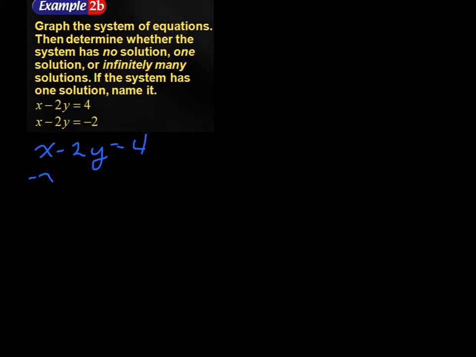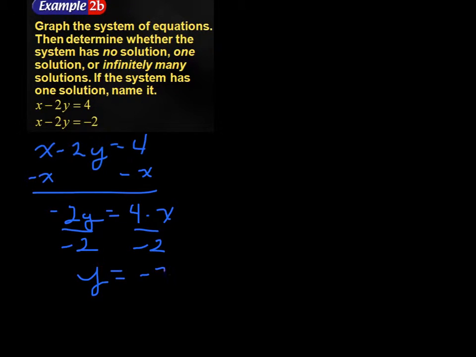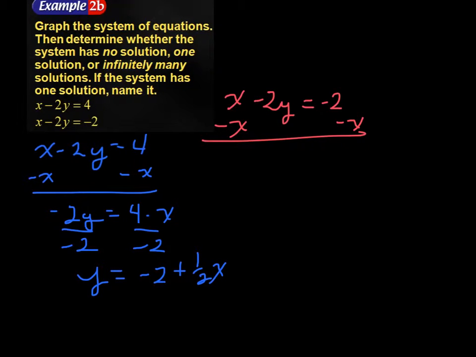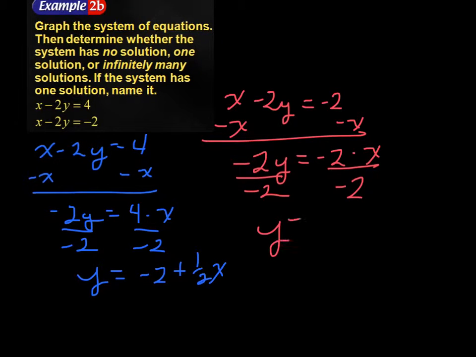Okay, again, let's go ahead and solve both equations for y. So I have negative 2y equals 4 minus x. So divide by negative 2, y equals negative 2. Negative divided by negative is a positive, so plus 1/2 x. And then the second equation looks very similar. So I'm going to subtract x from both sides. So negative 2y equals negative 2 minus x. Divide both sides by negative 2. And y equals 1 plus 1/2 x.